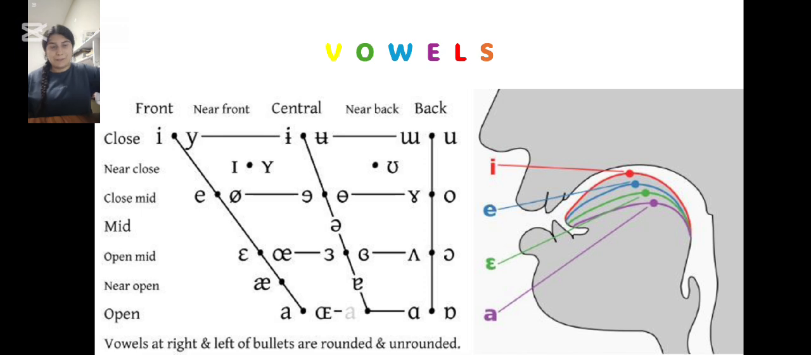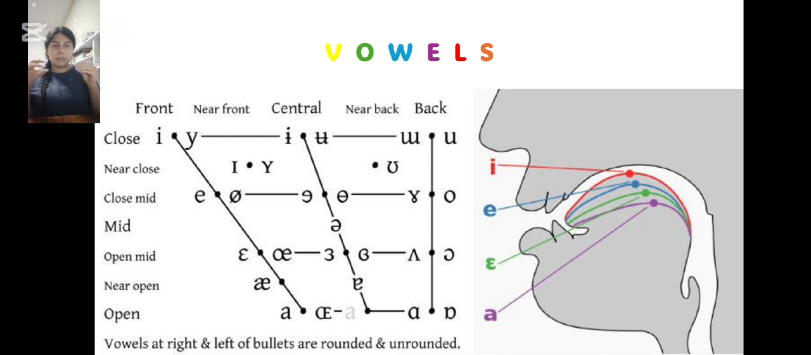Yes, here we can look at the vowels. You can see the position of the mouth and the position of the tongue. For example, the vertical things like close, near close, close mid, open mid, near open and open describe the position of the mouth.